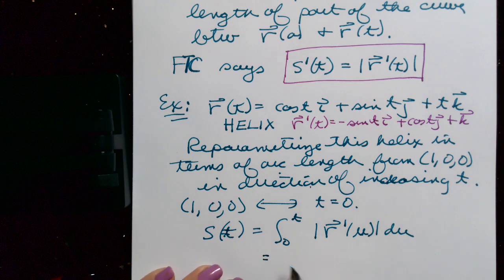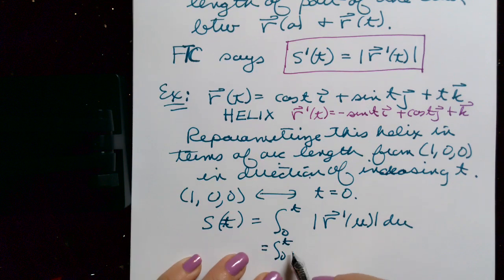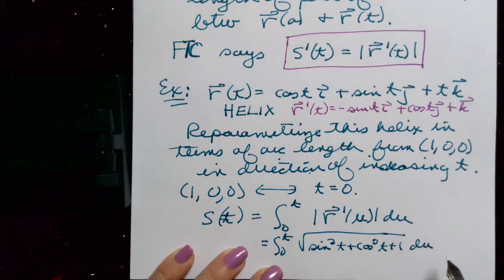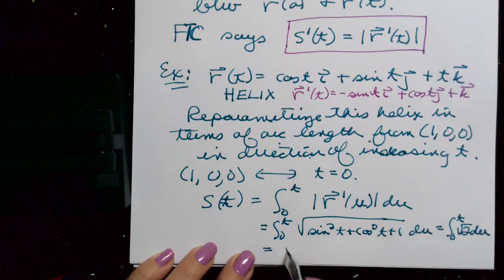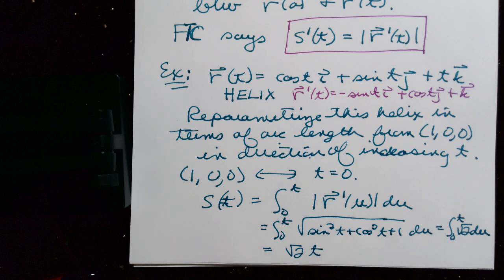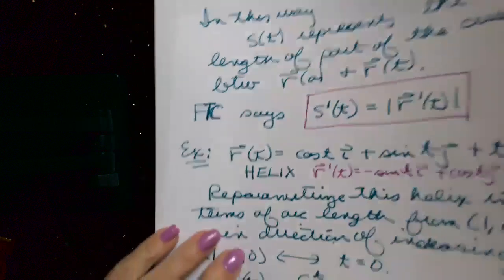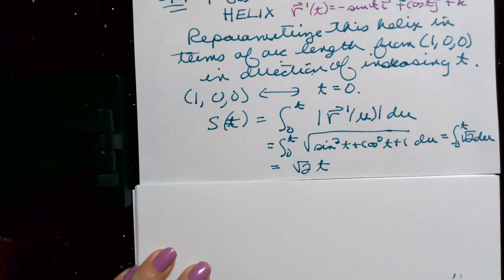Okay. So now I want to compute the length of that vector. So this will be the integral from 0 to t of the square root of sine squared t plus cosine squared t plus 1. That's 1, and 1 is 2. Whoops, and I had to do du. Sorry about that. So this is the integral from 0 to t of the square root of 2 du, which will give me the square root of 2 times t. Okay. So the variable s is the square root of 2 times t, which is equivalent to saying that t is s divided by the square root of 2.